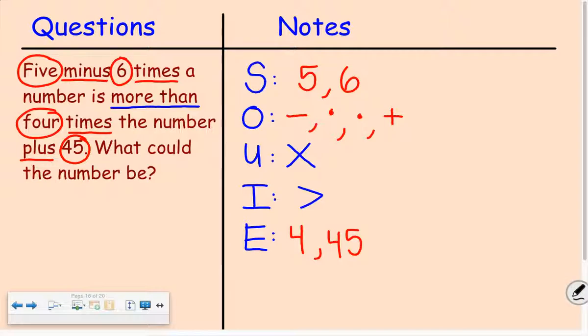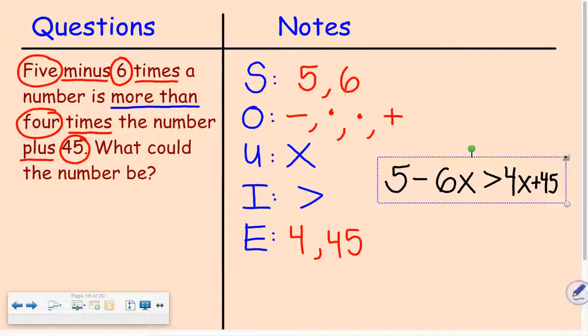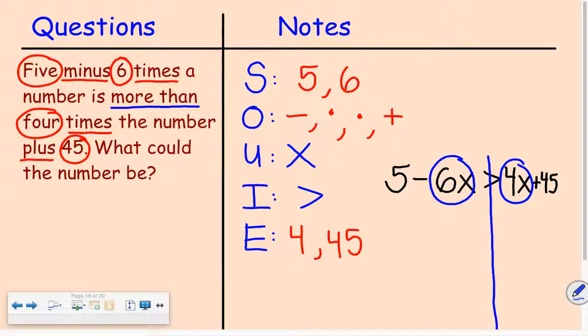So let's read from left to right while we read this problem. So 5 minus 6 times a number, so 6 times x, is more than, greater than, 4 times the number plus 45. All right, let's solve this. So this is a problem where we have variables on both sides, so 6x and 4x. Let's subtract 4x on both sides to keep things positive. Oh wait, that would not keep things positive, I'm sorry. Let's add 6x on both sides to keep things positive.